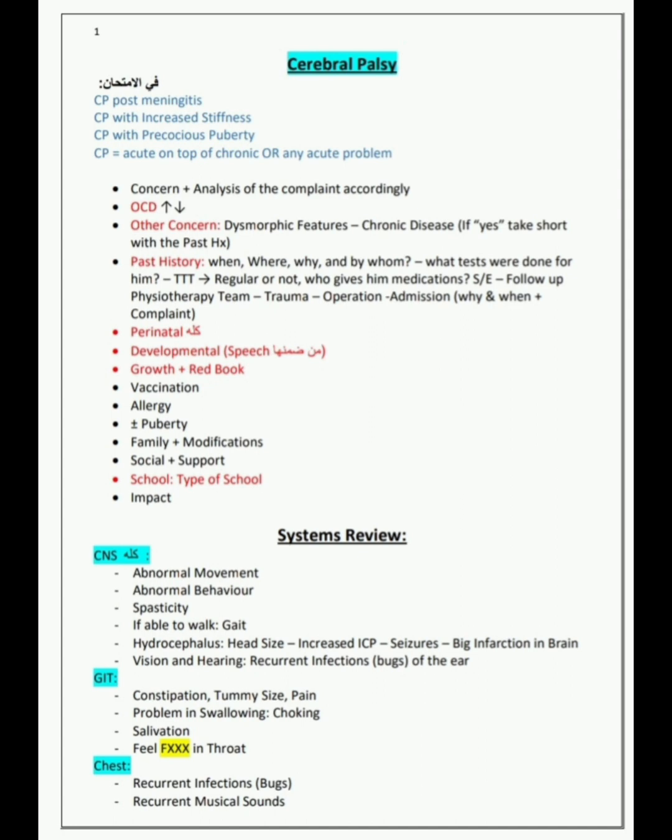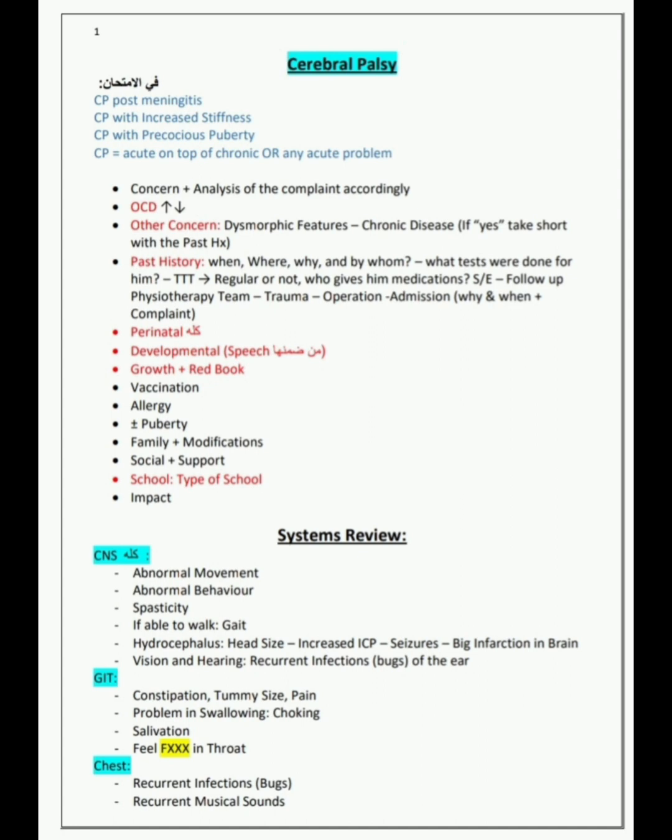Then we will ask the perinatal and birth history, as usual. Developmental history, especially speech, we will ask. Growth plus red book, vaccination history we will ask. Allergy history, plus or minus puberty. If the child is of pubertal age, then we ask the puberty history. Family history, plus what modifications they have made for this CP child, and we will ask about whom.